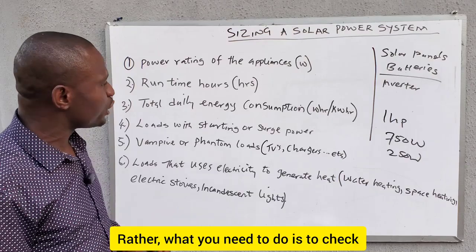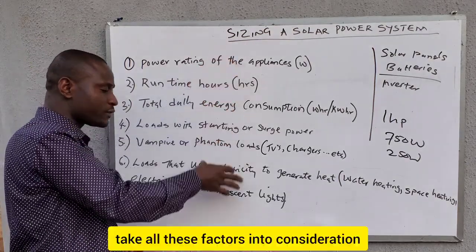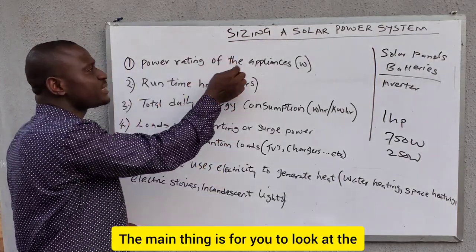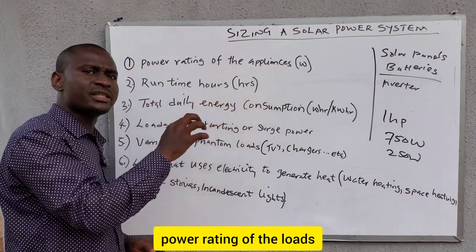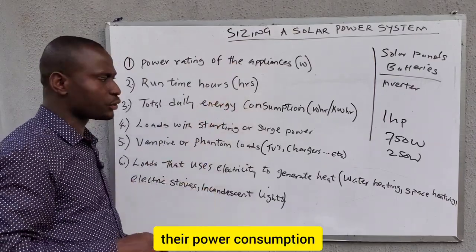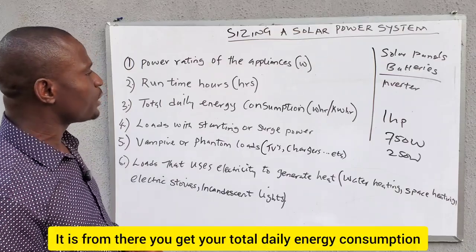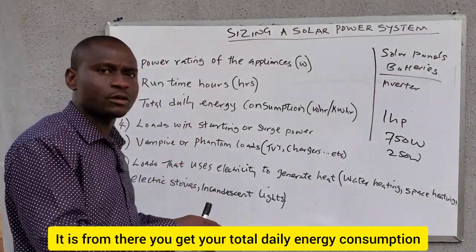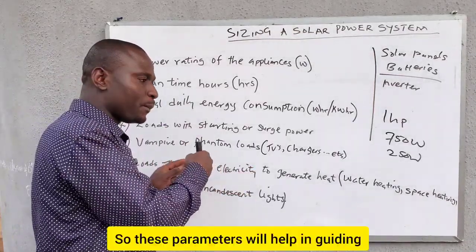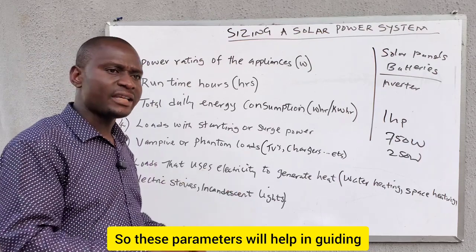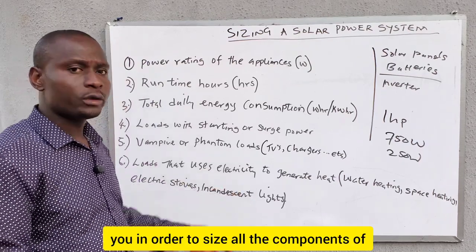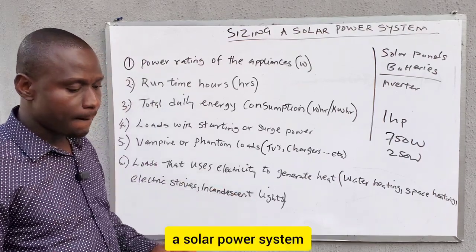Rather, what you need to do is to take all these factors into consideration. The main thing is for you to look at the power rating of the loads, their power consumption. Then you look at the runtime hours. How many hours are they going to run? It is from there you will get your total daily energy consumption. So these parameters will help in guiding you to size all the components of a solar power system.